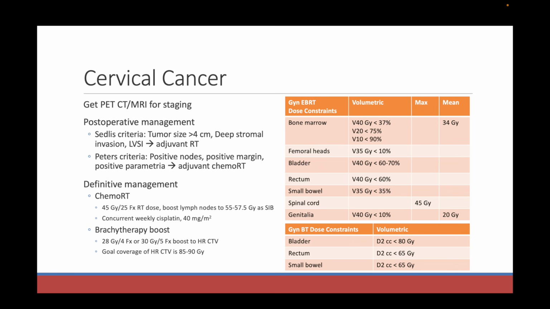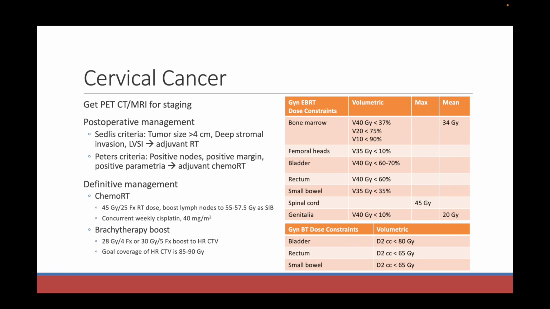So SEDLIS criteria is adjuvant radiation, and that's tumor size over 4 centimeters, deep stromal invasion, LVSI. Peters criteria is indications for adjuvant chemoradiation, and that's positive nodes, positive margin, positive parametria. And the dose is, again, 45 gray in 25 fractions. It's always 45 gray in 25 fractions for GYN.